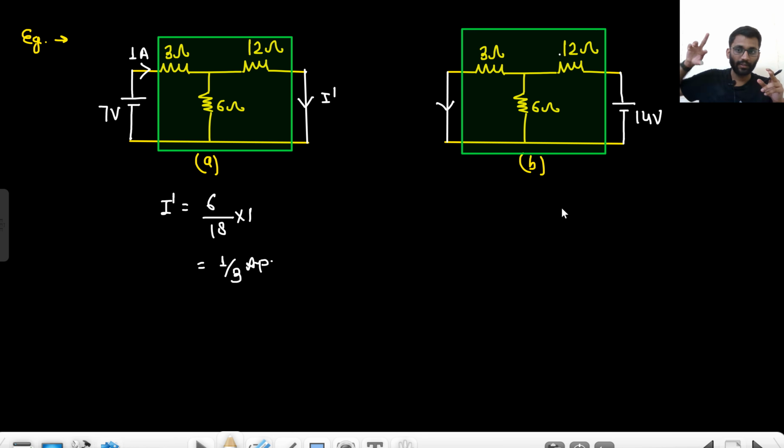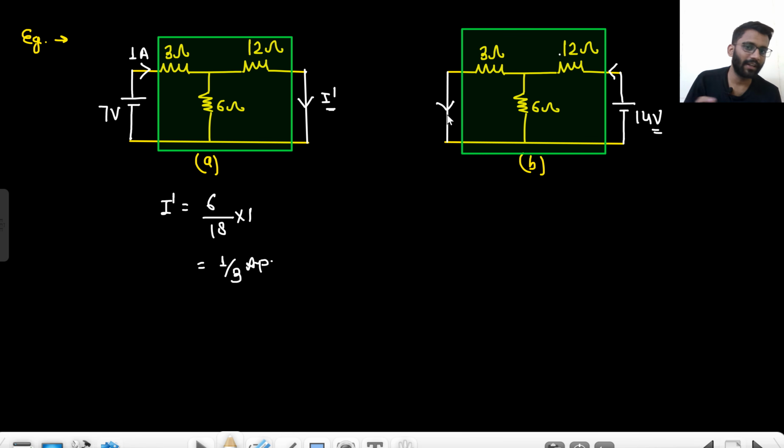No, voltage and current at the same point means voltage and current at the same port only. If I had applied 14 volt here, I would have gotten 2 ampere current here, that's for sure. But I am applying 14 volt at the other port, so I can't really say this current would be 2 ampere. This current would be something different, that we will see. But I am applying 7 volt here and measuring the current here. So that was 1 by 3 ampere.